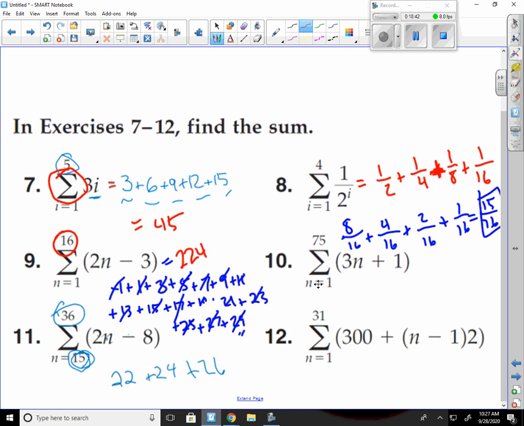Number 10. I get to go up to 75. I really shouldn't have given you this problem on this assignment. I should have saved it for the next one. However, it is what it is. We just have to do it. So the first thing I'm going to figure out is where I can stop. 3 times 75 is 225 plus 1 is 226. So that's going to be my last term, 226.